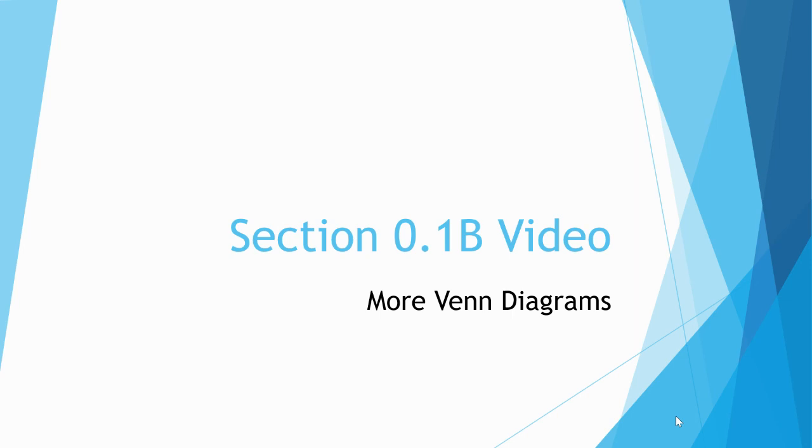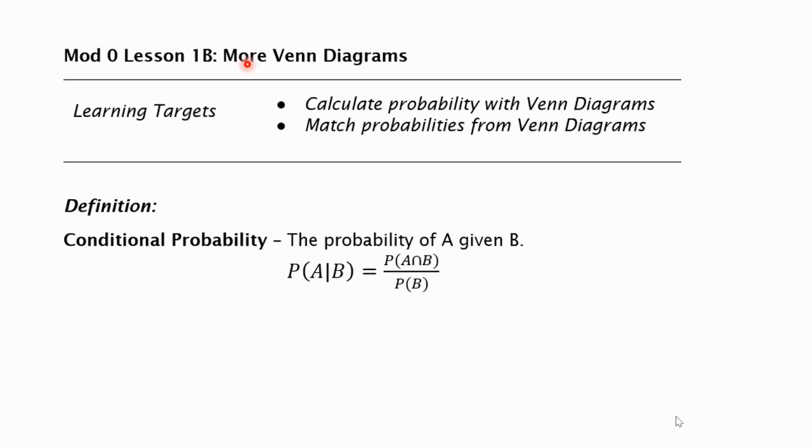This is the second part of discussing Venn diagrams. The learning targets for this are calculating probability with Venn diagrams and matching probabilities from Venn diagrams. We're also going to start to see what's called conditional probability, the probability of A given B, and how we calculate a probability given a restriction or a condition that's already happened.